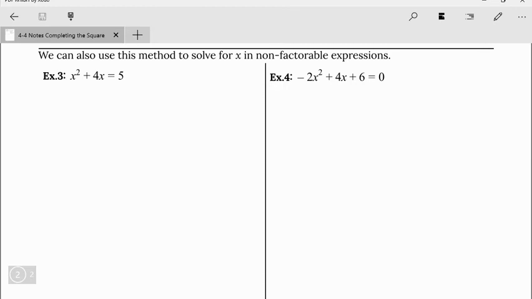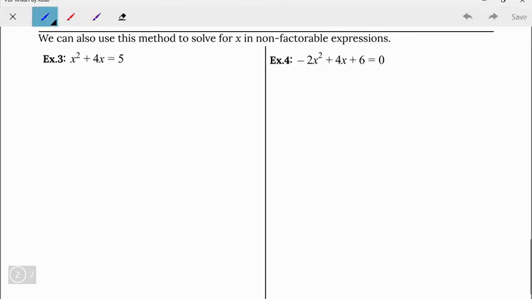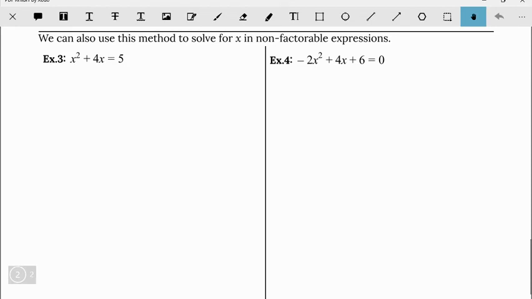So we can also solve non-factorable expressions by using completing the square. So let's look at example 3. Before I start this, I actually want to make sure that I have everything on one side of the equation. So let's move everything over, which really just means moving the 5. So we have x squared plus 4x minus 5 equals 0.